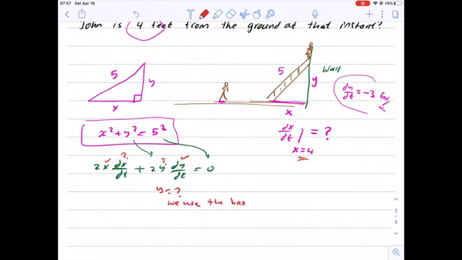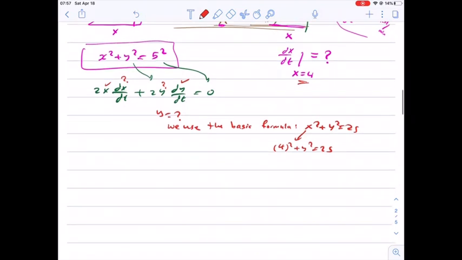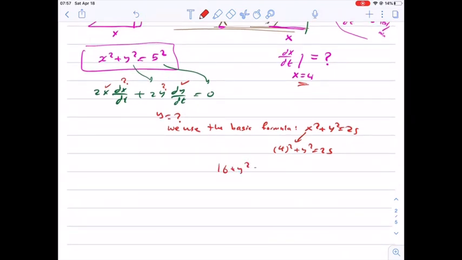How to find y? We use the basic formula. What is the basic formula? The basic formula is x squared plus y squared equals 25. X is 4, so 4 squared plus y squared equals 25. 16 plus y squared equals 25. That means y squared equals 9, and thus y equals 3.